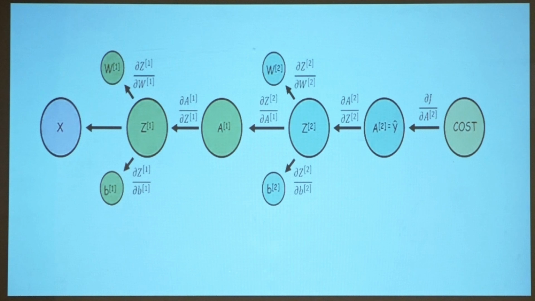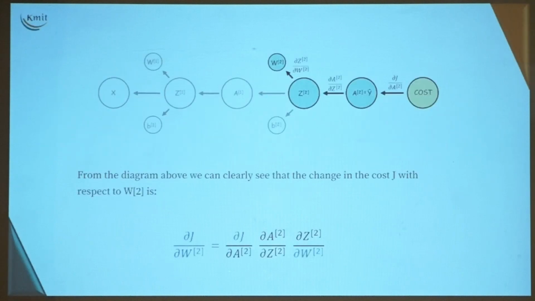Is that clear? So for Z1 I have to calculate W1 and B1. For Z2 it is W2 and B2. A1 derivative with respect to weight and Z1, A2 derivative with respect to Z2. Is that clear? So these are the gradients that we have to calculate. Okay, next slide.